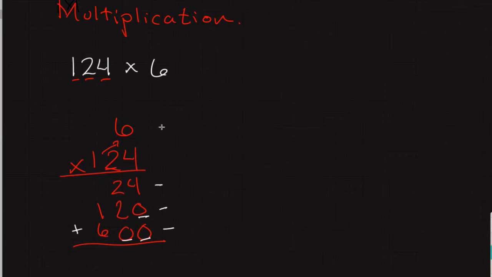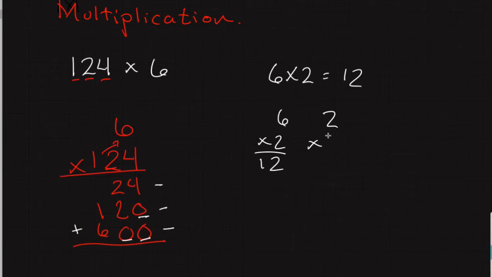Now you might say, is that possible? I mean, the 124 comes first. Shouldn't it go in a certain place? No. Remember, if you have this problem, 6 times 2, that equals 12. If you write it like this, 2 times 6, it still equals 12. That's right. We can write the 2 first, and it will not affect the product.